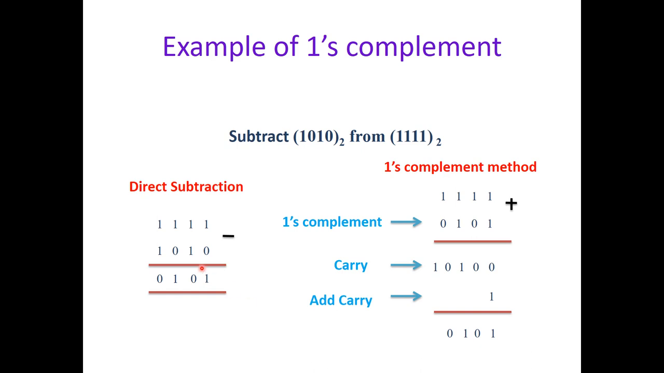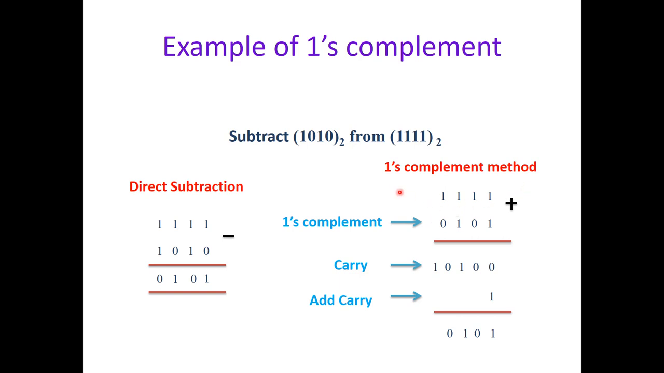Okay, let's see the example. Let us say we are subtracting 1010 from 1111. This is a number in the binary system, and this is also a number in the binary system. Directly, we can check that this should give 0101. Now, how do we get it through the ones complement method?